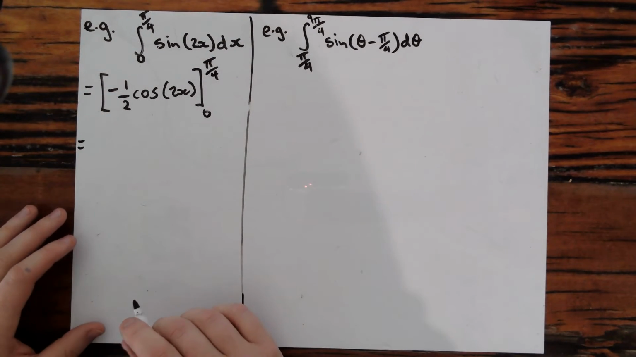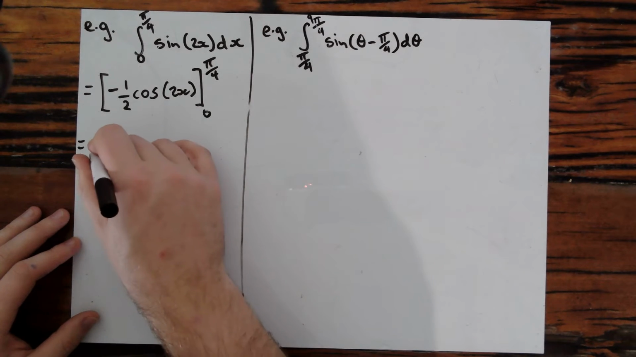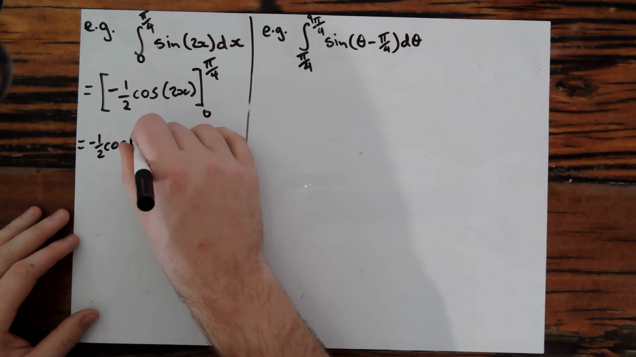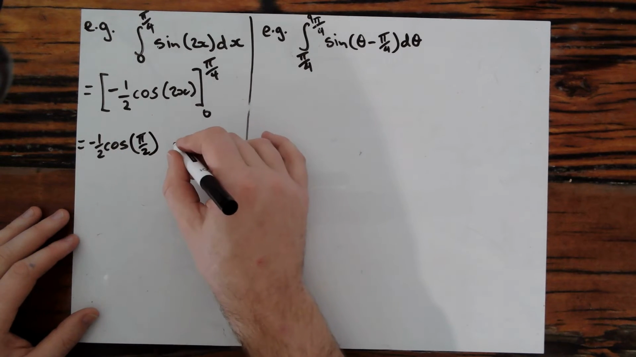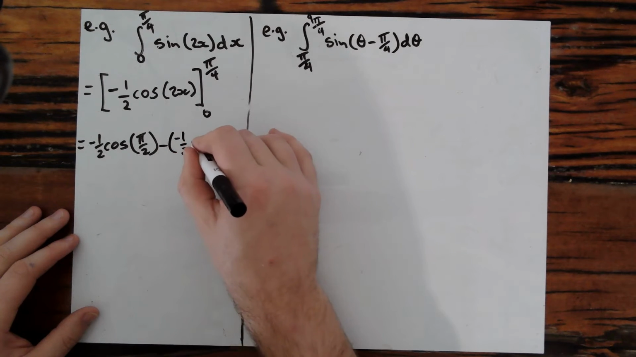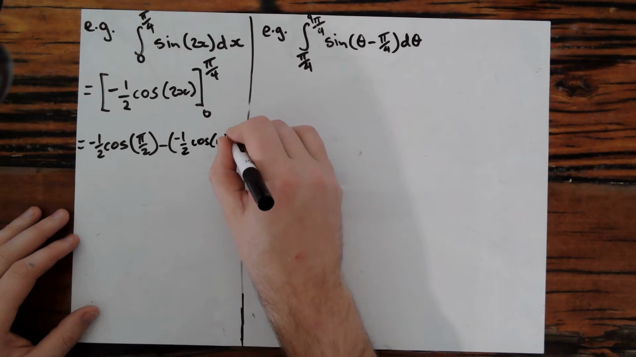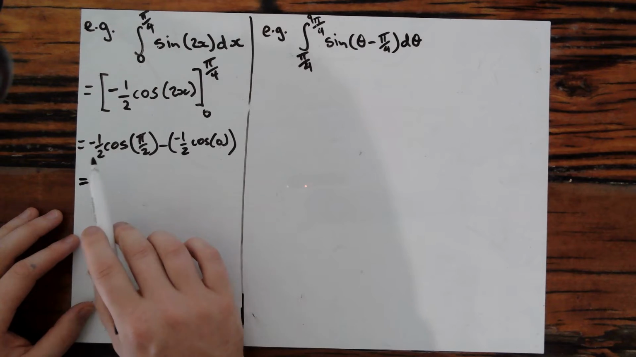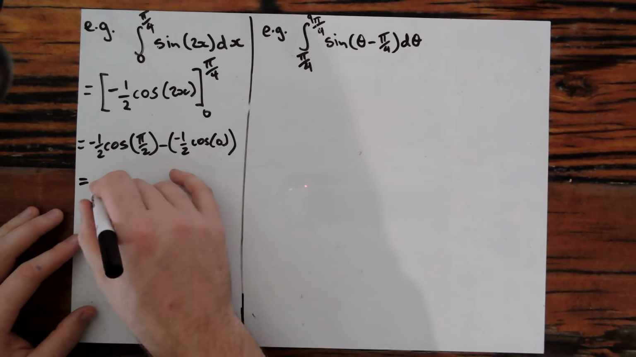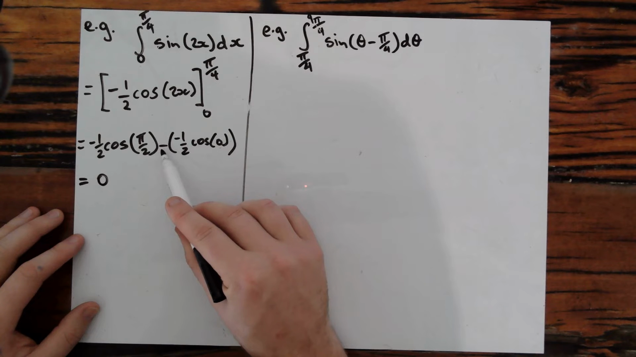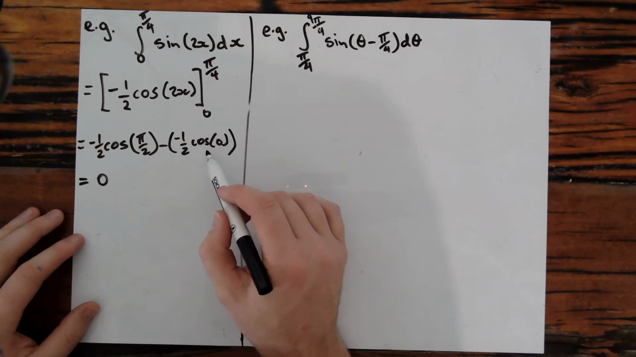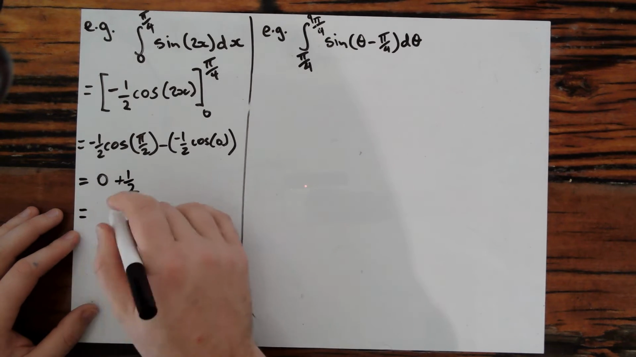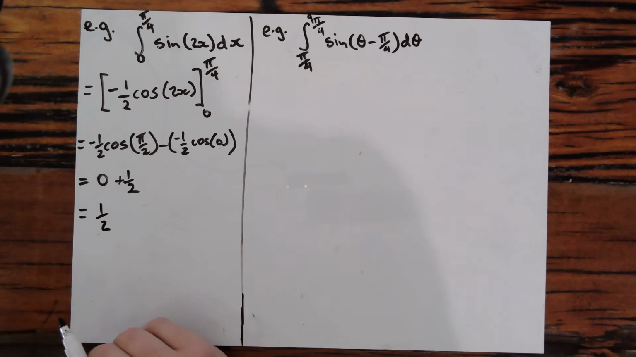So we need to sub our values in now. We're going to get -1/2 cos of 2 times pi on 4, which is pi on 2, minus -1/2 cos of 0. Cos of pi on 2 is 0. We've got take a negative, which means it's adding, and cos of 0 is 1, so 1 times 1/2, adding on 1/2 there, which gives us overall an answer of 1/2.